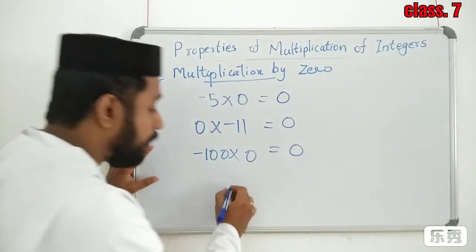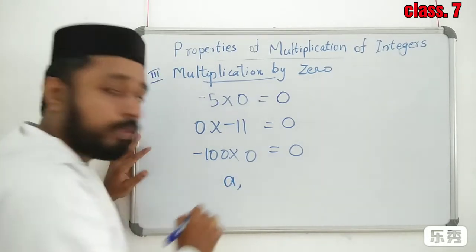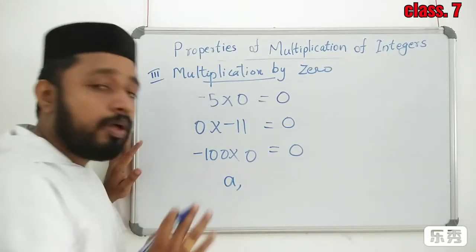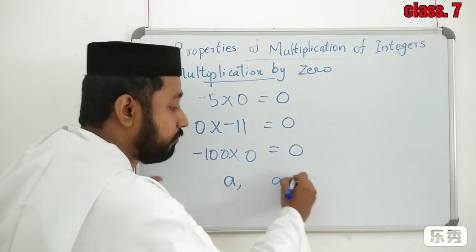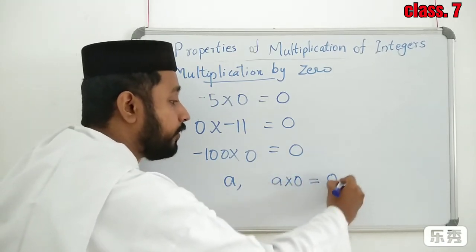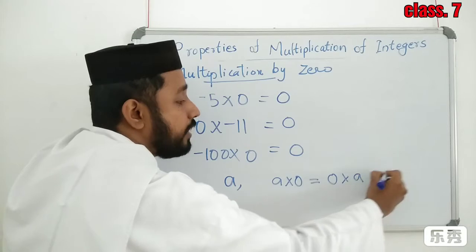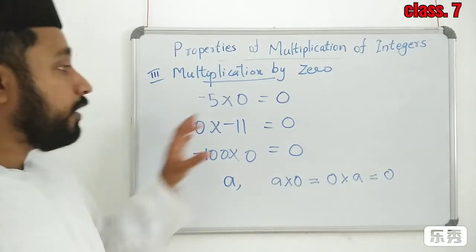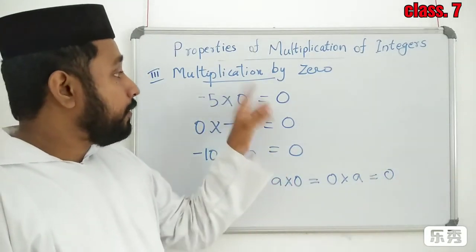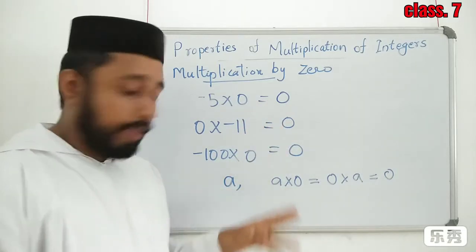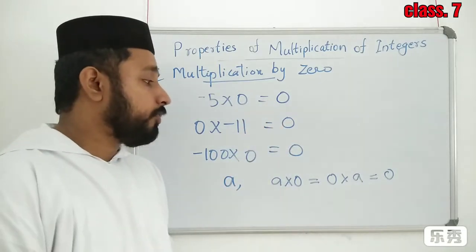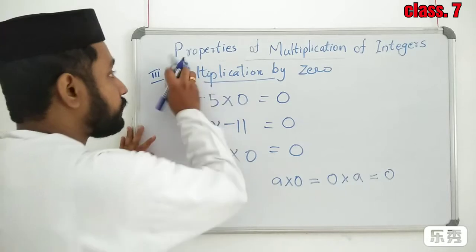So in general, we can say that for any integer a, a into 0 is equal to 0 into a, which is equal to 0. So when we multiply 0 with an integer, the answer is 0. So for any integer a, a into 0 is equal to 0 into a, which is equal to 0.